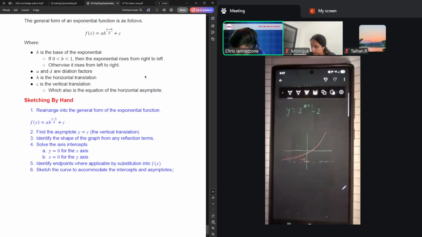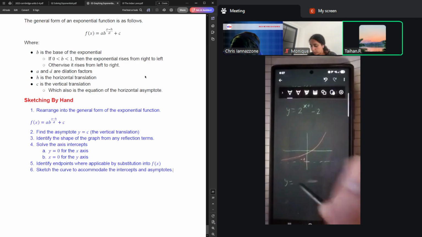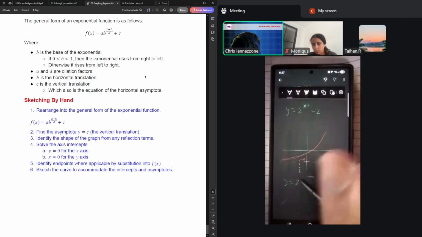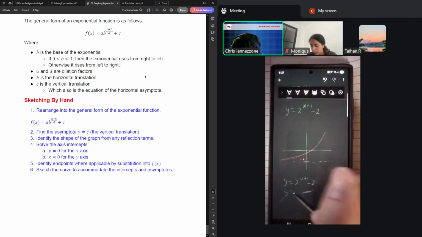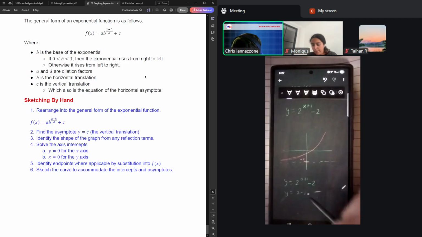That shouldn't be too complicated. What should we start with? If you set x equal to 0, you get y equals 0. Let's double check. So you're going to have 2 to the power of 0 plus 1. Yeah, looks like it. Y equals 2 minus 2, which of course is going to be 0.